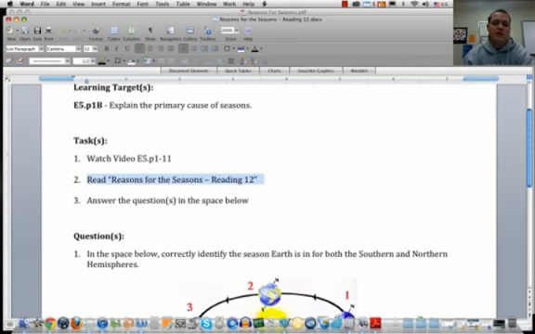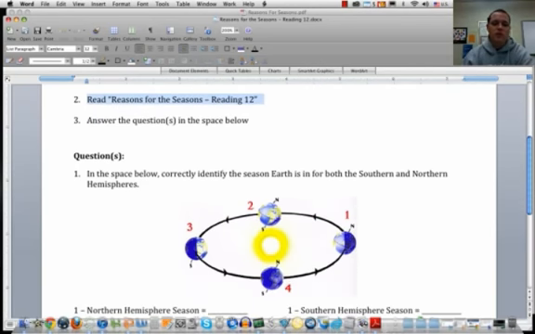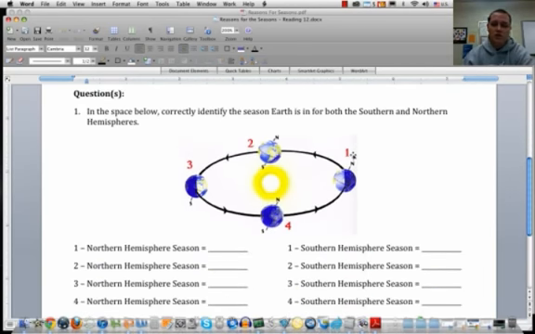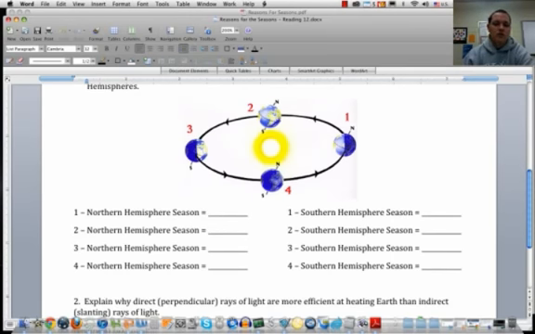And once you have completed reading 12, there are two questions located in the space below. Question number 1 asks you to correctly identify where the seasons are for the northern hemisphere and for the southern hemisphere. So when you look at number 1 right here, what would be the northern hemisphere season, and then what would be the southern hemisphere season for number 1. Then 2, what's the northern and what's the southern hemisphere season, 3, and then 4.